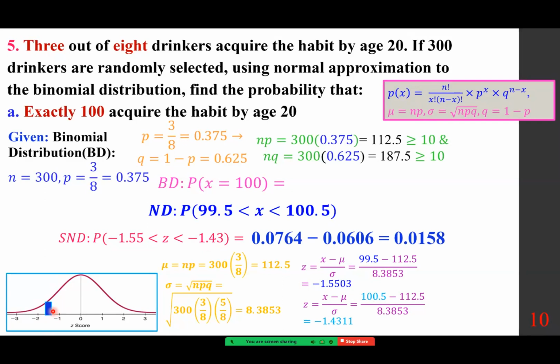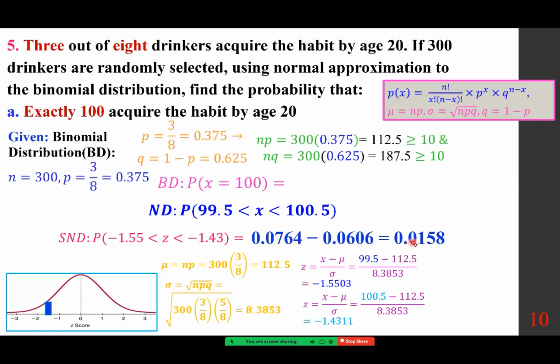So from the graph, we want to go all the way to negative 1.43, which gives us 0.0764, all the way to negative 1.55, the area of 0.0606. Subtract this area from this area, and it gives us 0.0158.